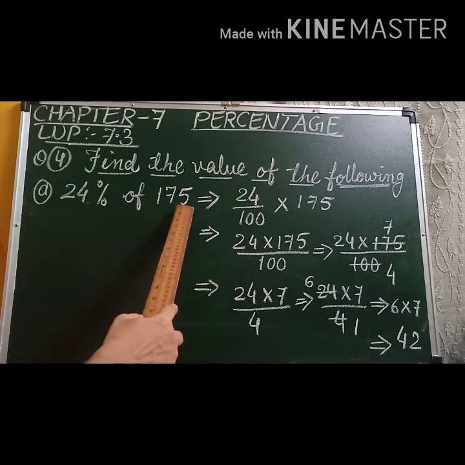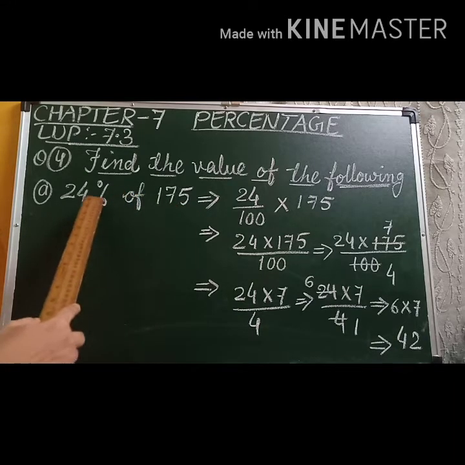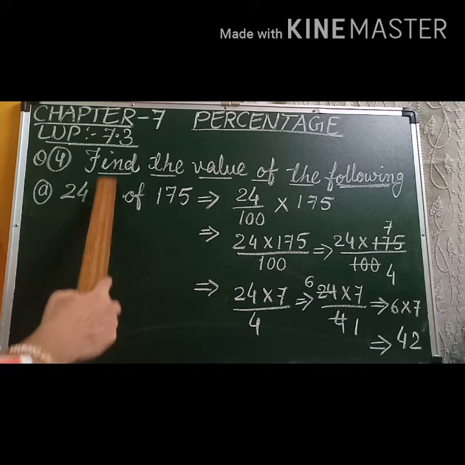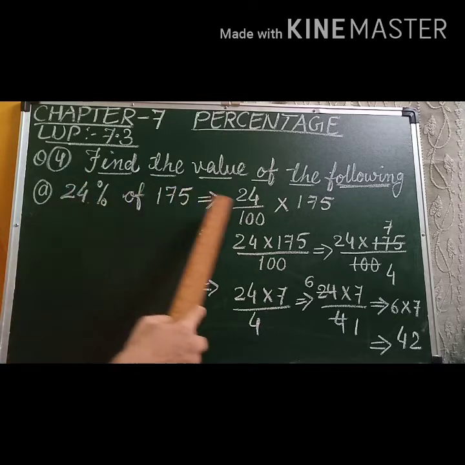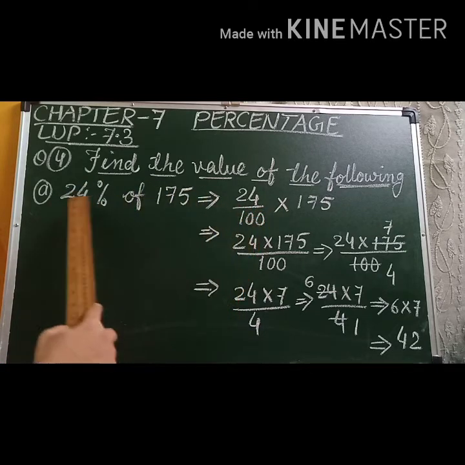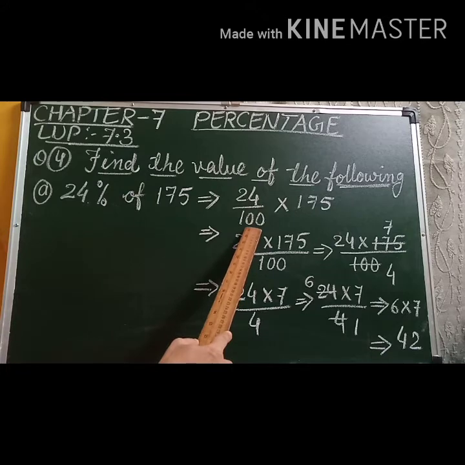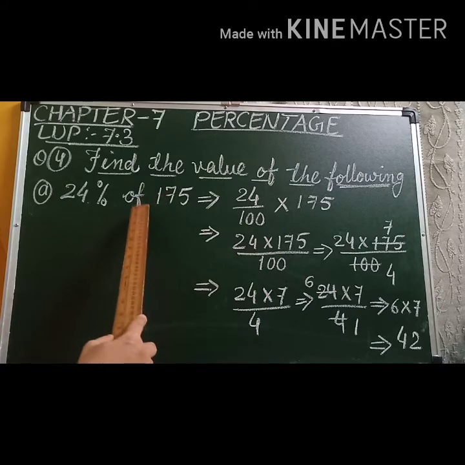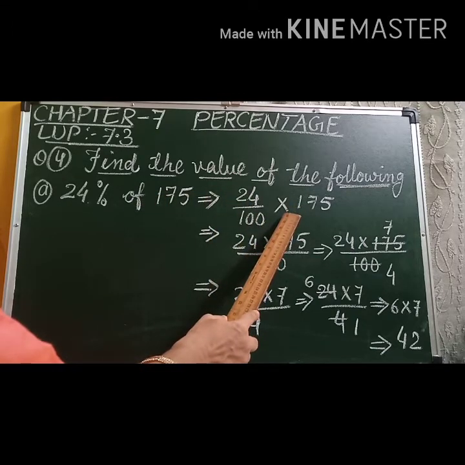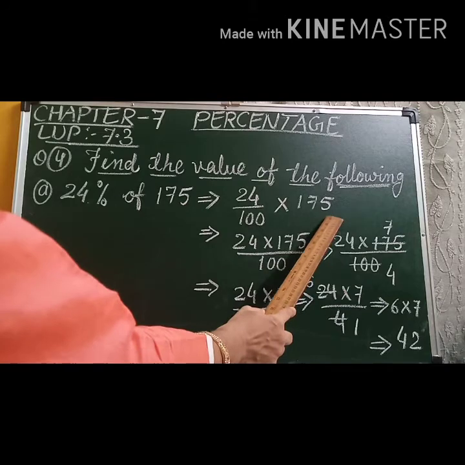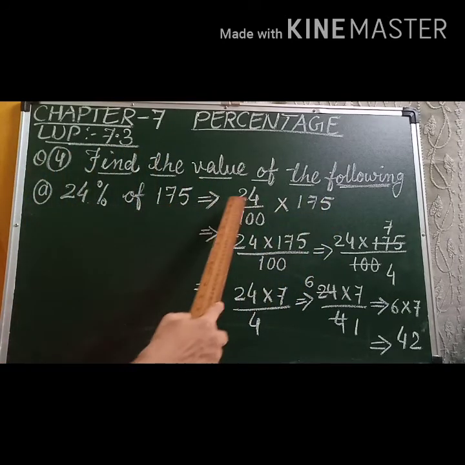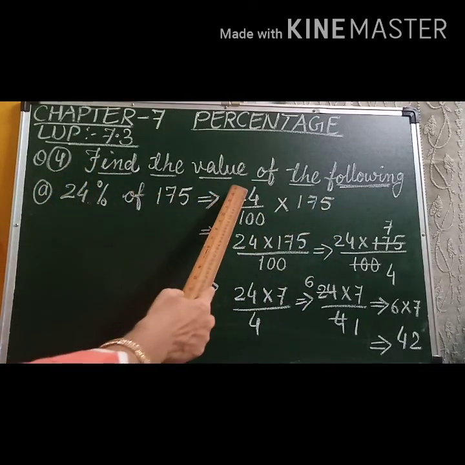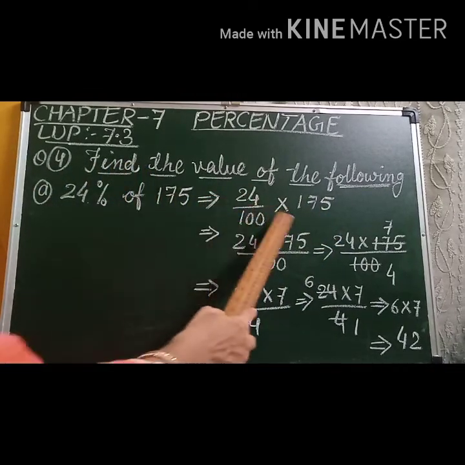24% of 175. That means we have to simplify this term first. 24% means if the percentage sign is given, we can write the term with denominator 100. So 24% is 24 by 100. And the meaning of "of" is multiplication. So in place of "of" we will write the multiplication sign and 175. So this term can be written as 24 by 100 into 175. 24% means 24 by 100 and "of" means multiplication.